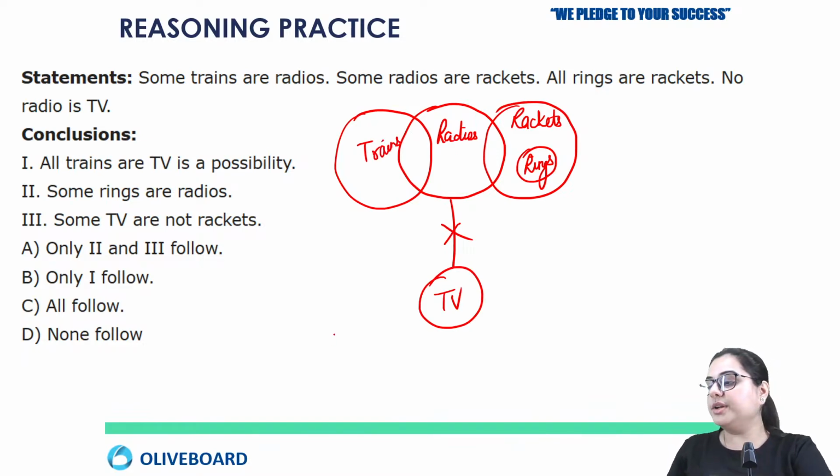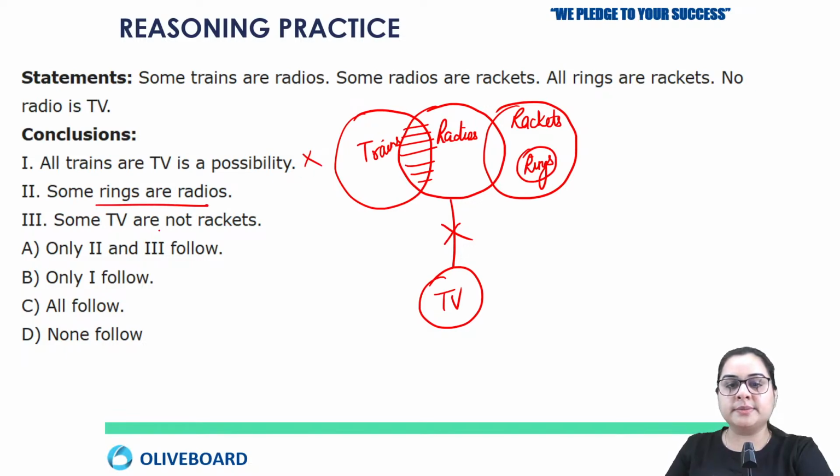Okay. So give me your answer, students. So TTD answered, Himanshi answered, very good. So first one is that all train are TV is a possibility. So can all train come in TV? That is not possible. All train are TV is a possibility. This is what he means to say. Okay. He's saying all train are TV. All train means this part will also come in TV. So that is not possible.